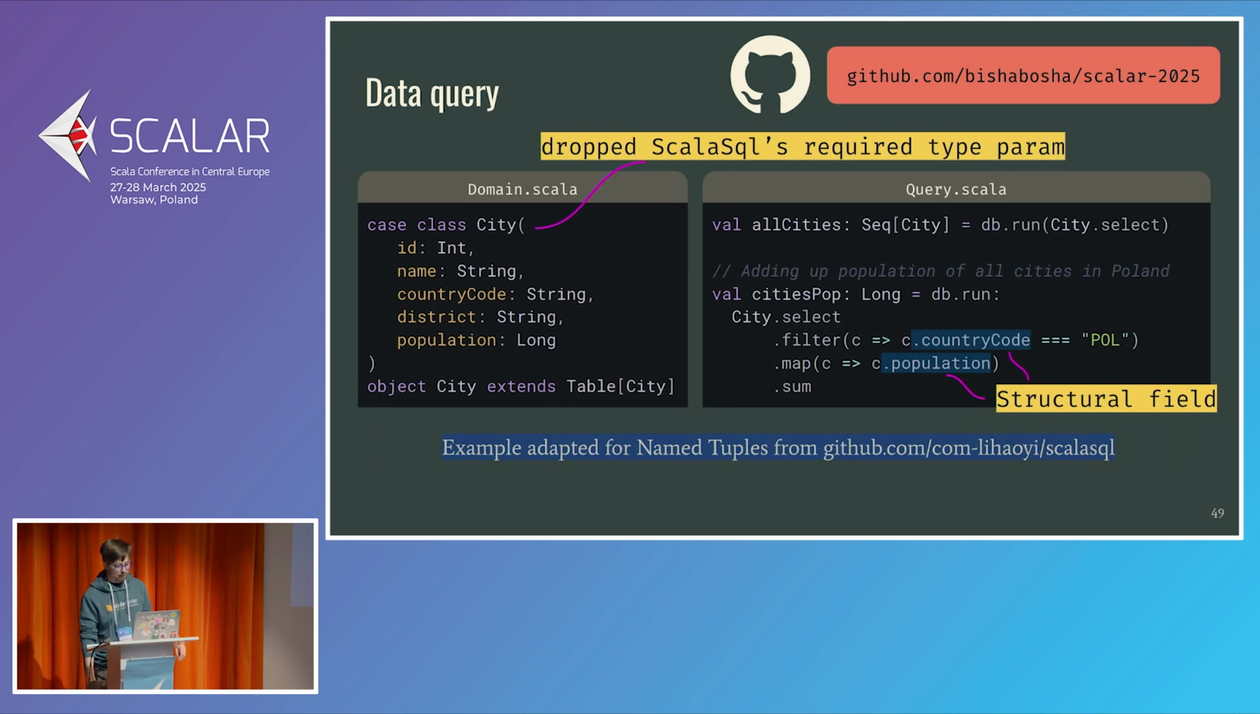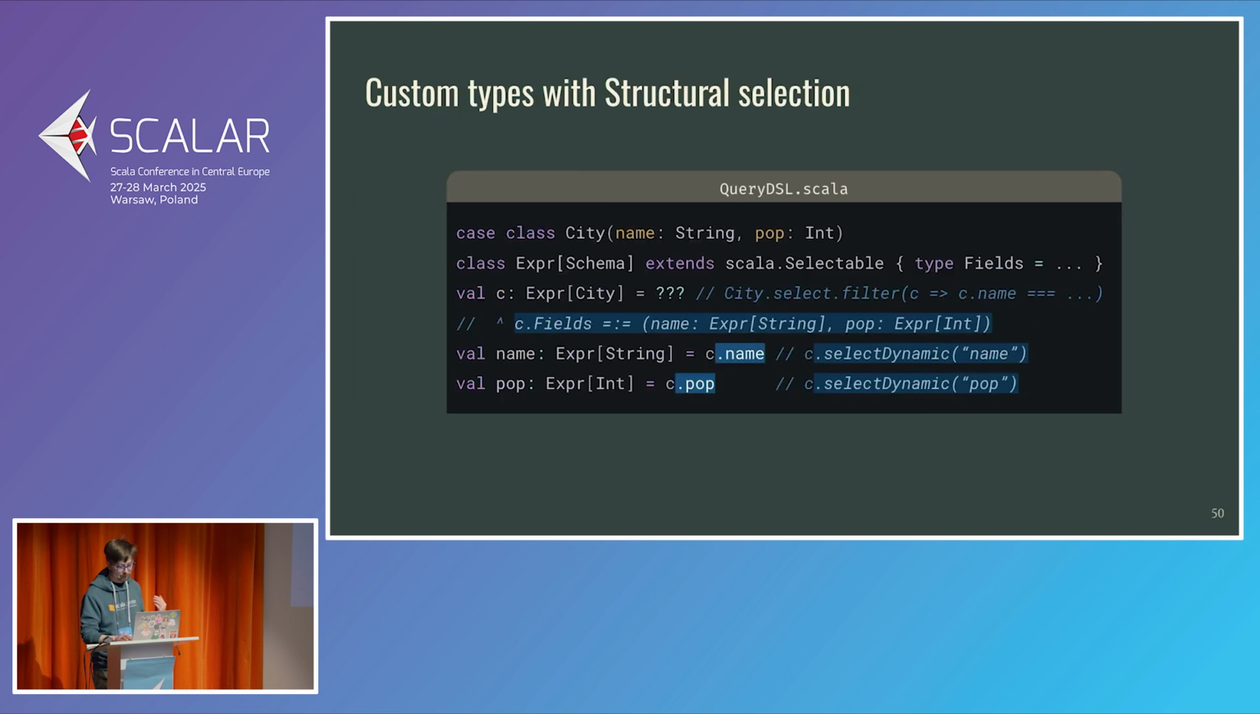Yep, then the next thing I promised to show you was that we could do Scala SQL without that funny type parameter here. So it's the same thing here. We just construct the expression in a different way using the thing I just showed you, the selectable with the fields method. So we can take the city case class, and then I define this expression thing, which is parameterized on the schema, which will eventually be the city. And then I have to refine the fields type.